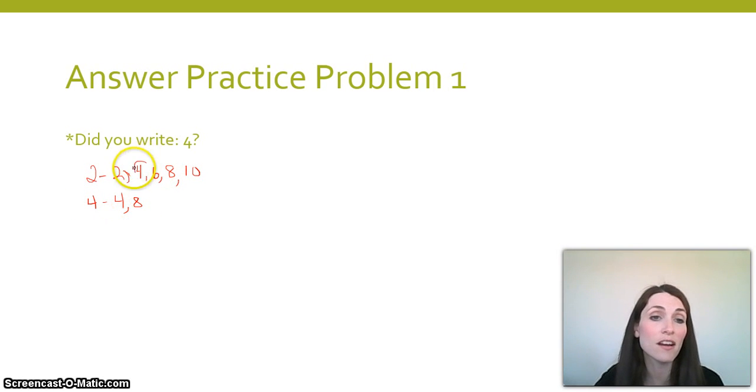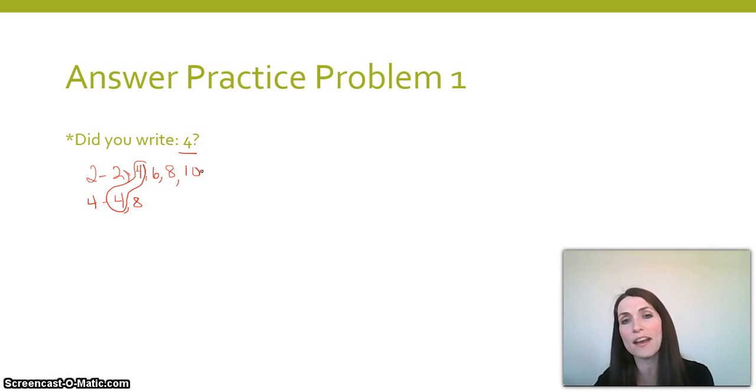But I can stop right there. I've already found the least common multiple, which was 4. Good job if you got that. You could use the make a cake strategy for that one too.